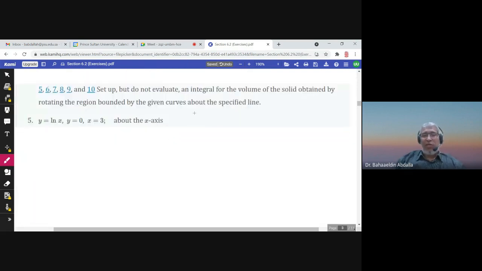Set up but do not evaluate an integral for the volume of the solid obtained by rotating the region bounded by the given curves about the specified line. All right, we need to sketch the graph to understand everything. So y equals 0 is the x-axis. And x equals 3, so this is the line x equals 3.